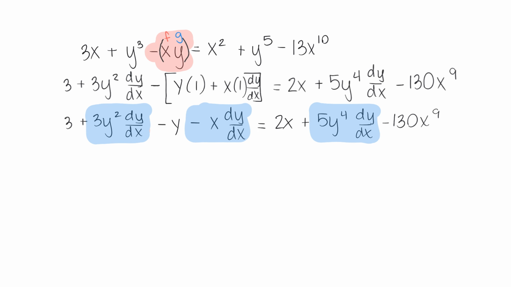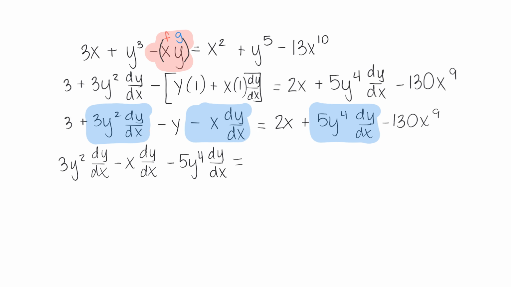So we need to put them on the same side. I need to get all the blue on the same side and everything else to the other side. To do that, I'm going to put all my dy dx's on the left side. So 3y squared dy dx minus x dy dx. Now I'm going to take this guy and subtract him over here, so minus 5y to the 4th dy dx. Okay, that's all my blue.